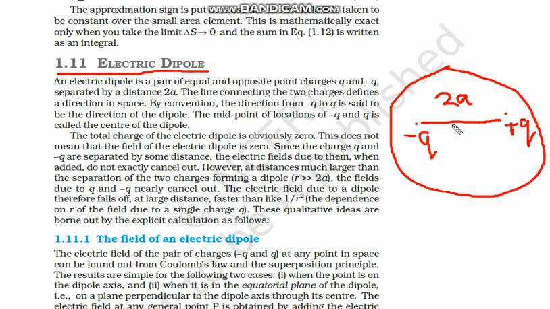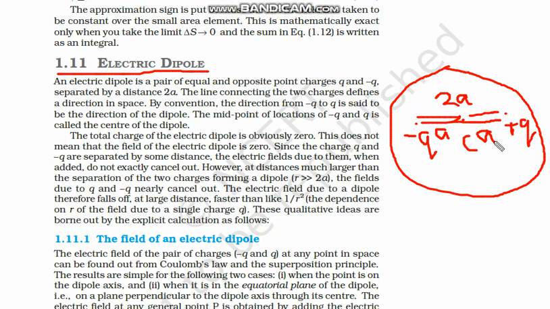The midpoint of the line joining minus q and positive q is called the center of this dipole, and it is a distance a away from the negative charge and a distance a away from the positive charge. So this is an electric dipole.